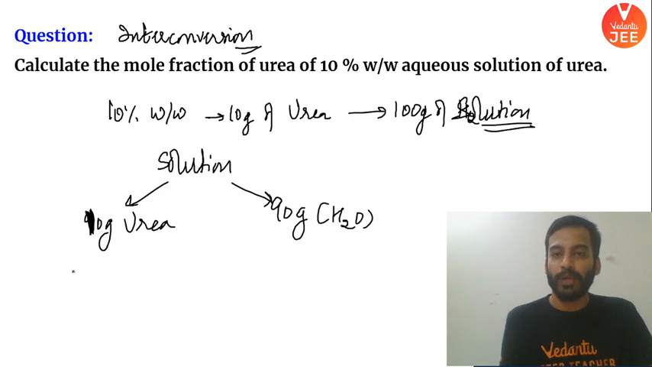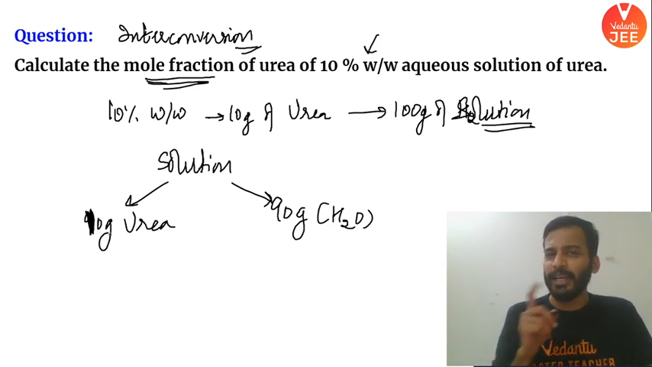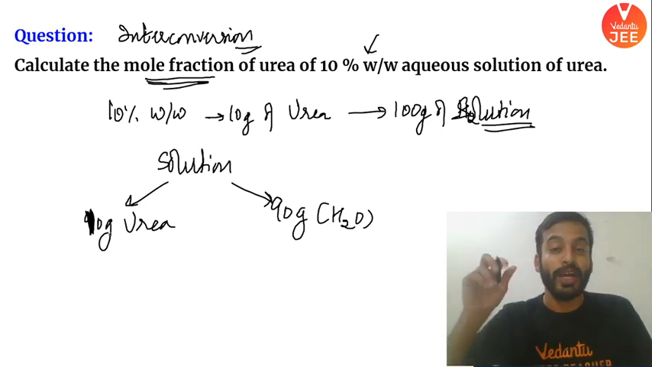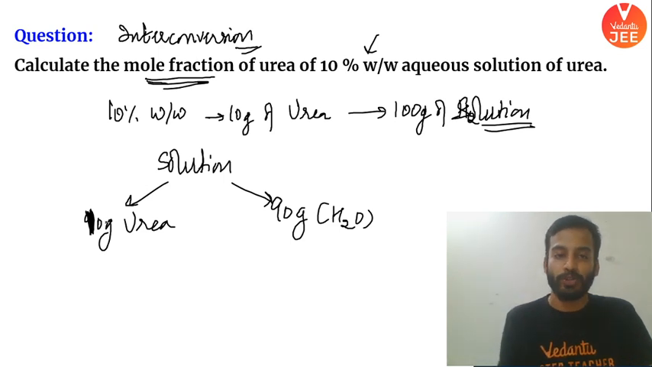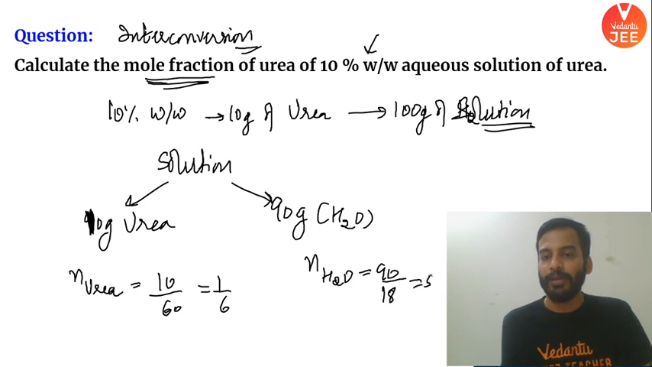Acha. Now I have to convert to mole fraction. I have been given percentage W by W. Acha. Mole fraction में क्या क्या requirement होती है? Number of moles of urea divided by total number of moles. So let us find quickly moles of urea. Moles of urea is 10 by 60, that will be equal to 1 by 6 because molar mass of urea is 60. Number of moles of water, very easy, 90 divided by 18 is equal to 5.